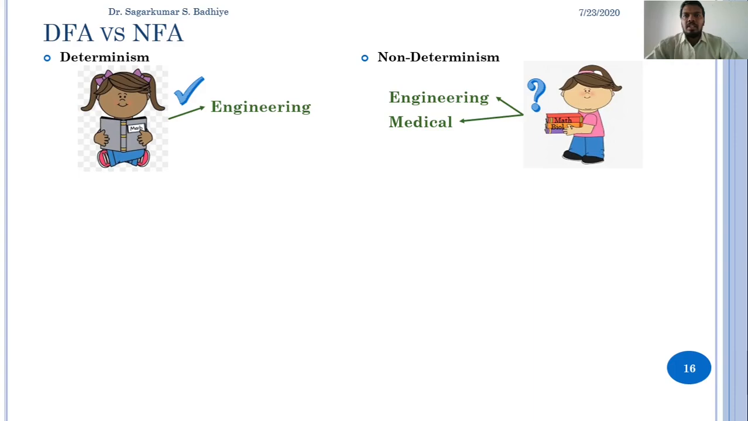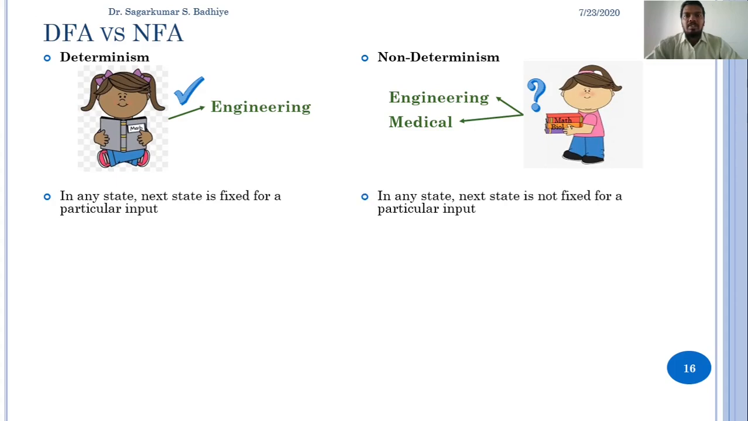So similarly, a deterministic automata on any particular state based on a particular input can transit to a fixed state every time. Whereas in case of a non-deterministic finite automata, in a particular state based on a particular input, the automata may transit to one or other state. There are multiple options for transition.